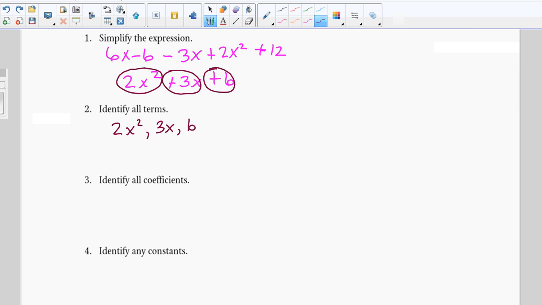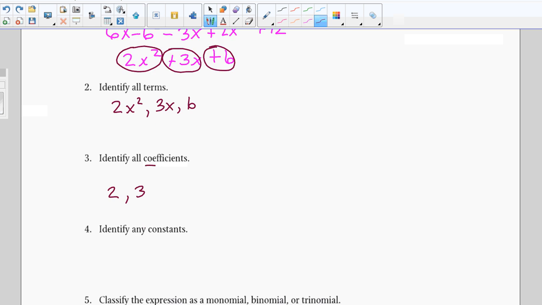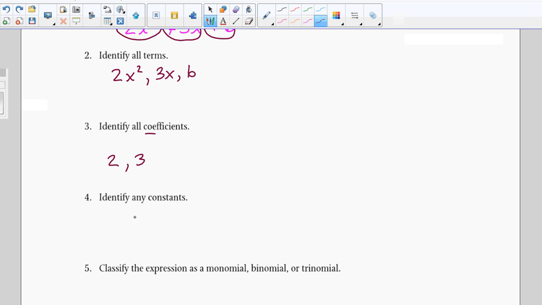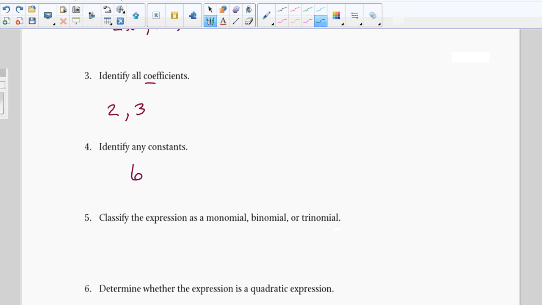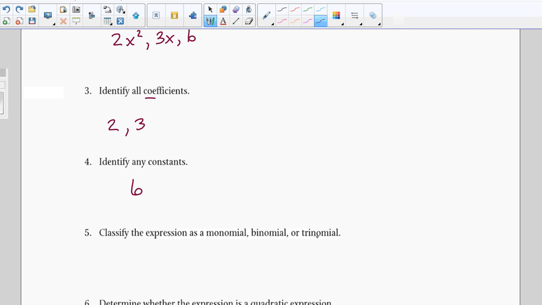My coefficients, remember, are the numbers in front of the variables. They tell me how many variables I have. So I have 2x squareds and I have 3x's. Make sure you don't take the x squared and the x with it, otherwise you're just identifying a term. Alright, so next, identifying constants. That would be 6 because it's not next to any variable. And then classify the expression as a monomial, binomial, or trinomial. There are 3 terms, so it is a trinomial.